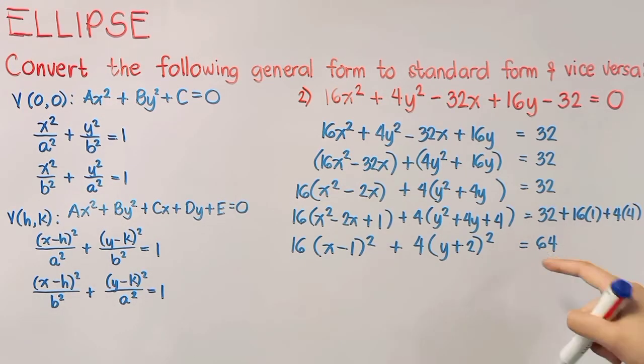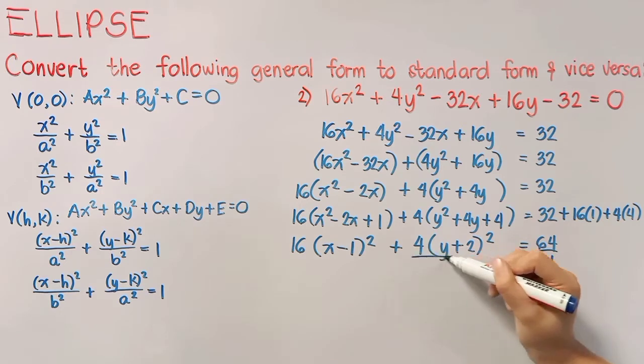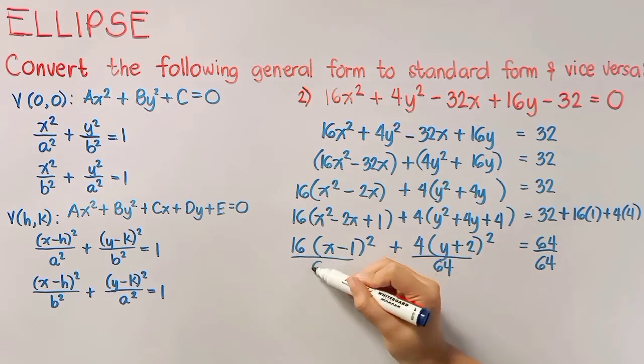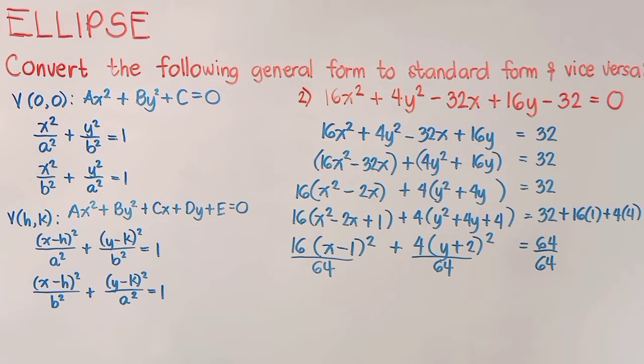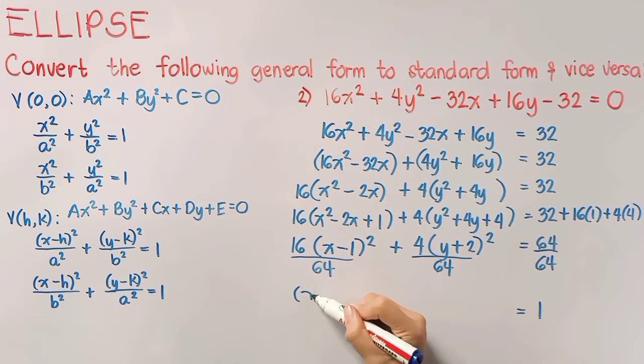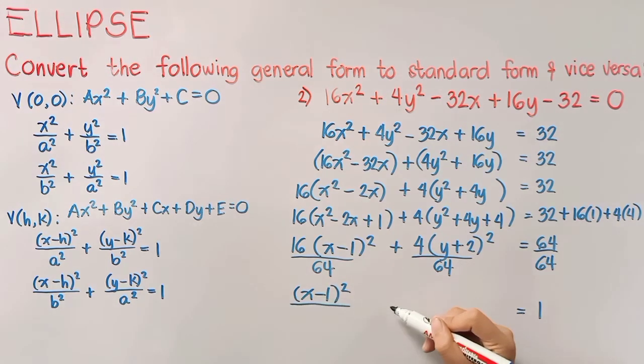Therefore, we will divide this side by itself. Now remember, this is an equation, so what we do on one side should also be done on the other side. Therefore, we will be dividing both the terms on the left side by 64. Now our right side is 1. Going back to our expected answer, we should only have the squared binomials as our numerator.